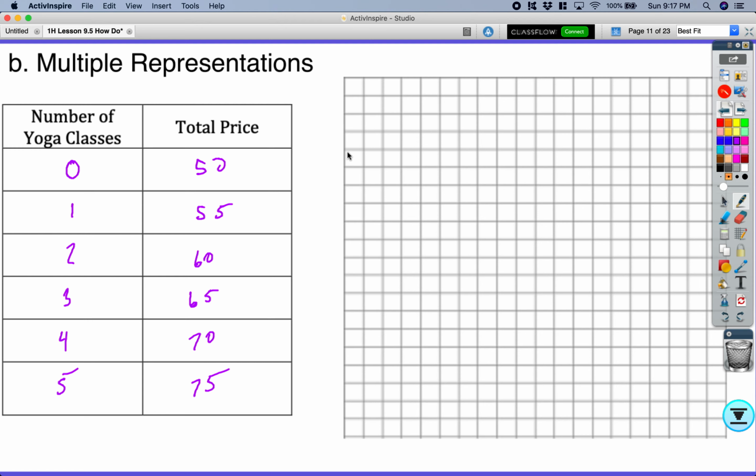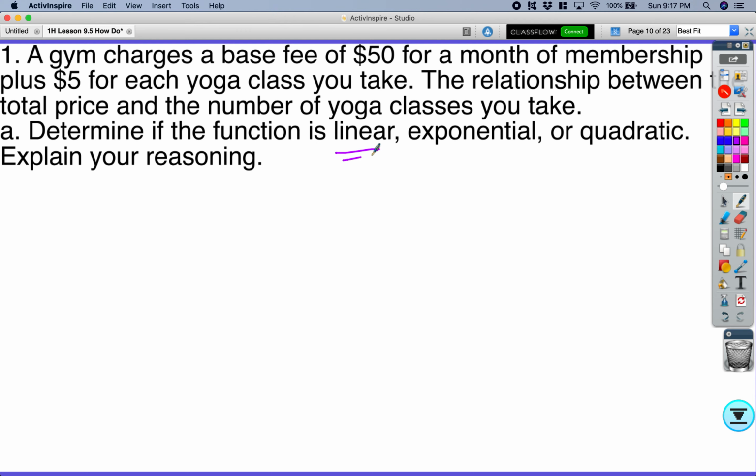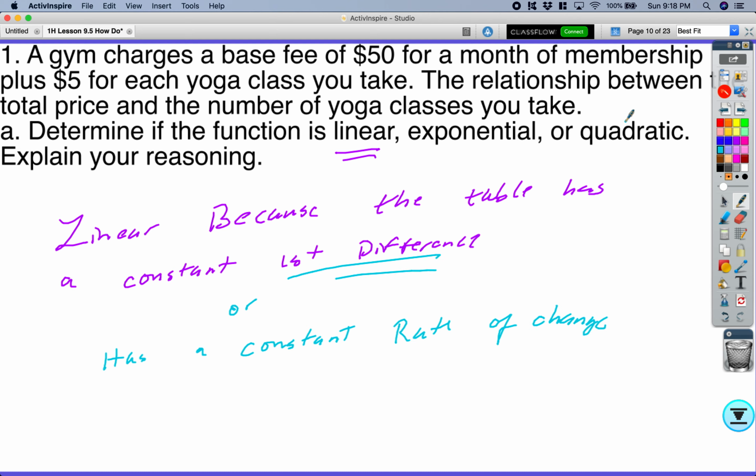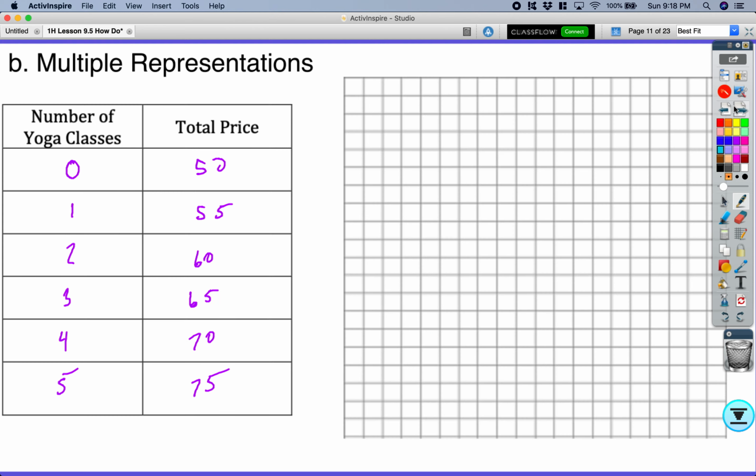So if we go back to A, it says determine if the function is linear. We know it's linear because the table has a constant first difference, or another way you might have seen it, a constant rate of change. And just remember, for constant first difference, the definition says for consecutive x values, the difference between the y values is equivalent. That's what a constant first difference is.